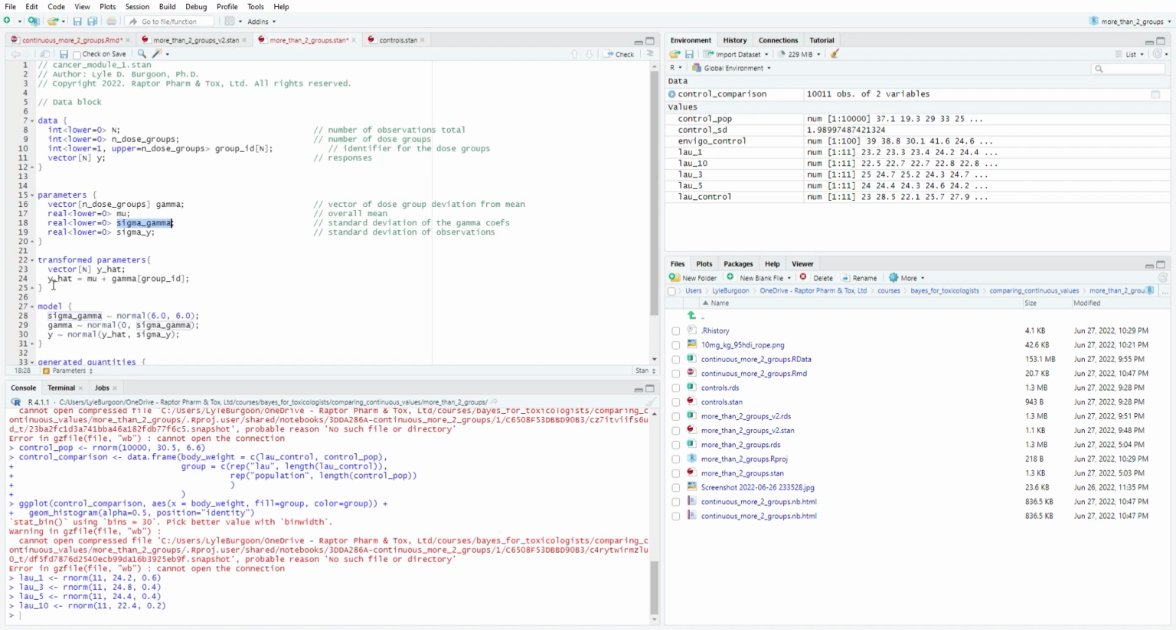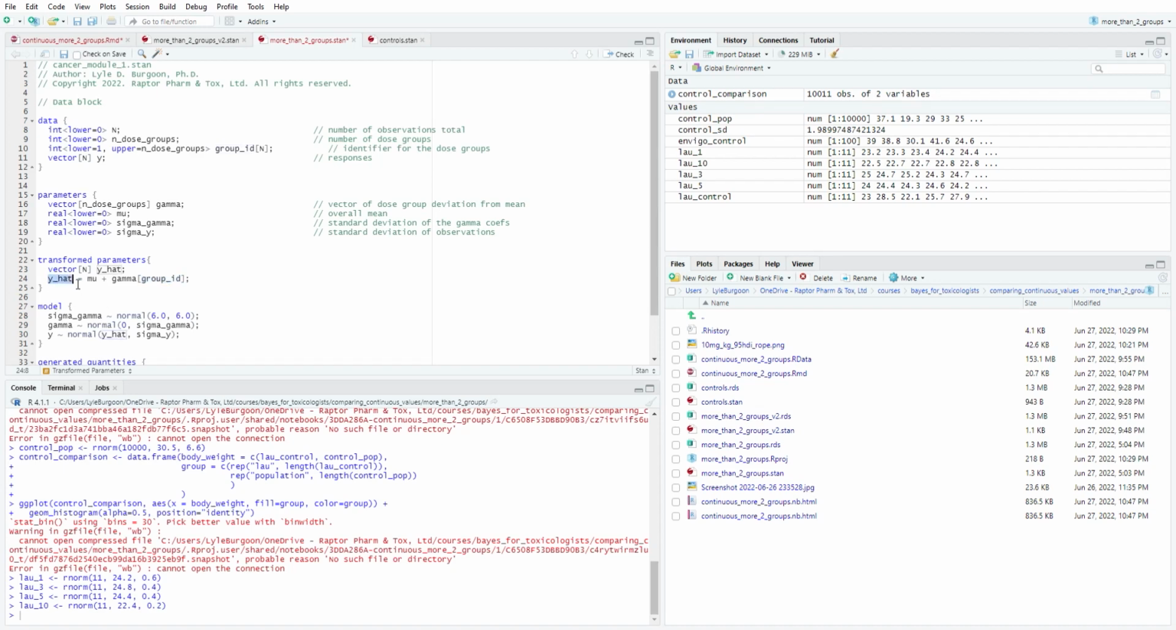We're going to be calculating this transformed parameter called y hat. And y hat is mu, the global mean, plus gamma, indexed by this group ID. So each one of the dose groups is going to have a gamma value. So vehicle is going to be group 1. 1 mg per kg is going to be group 2. 3 mg per kg is going to be group 3. 5 is going to be group 4, and 10 is going to be group 5. Okay.